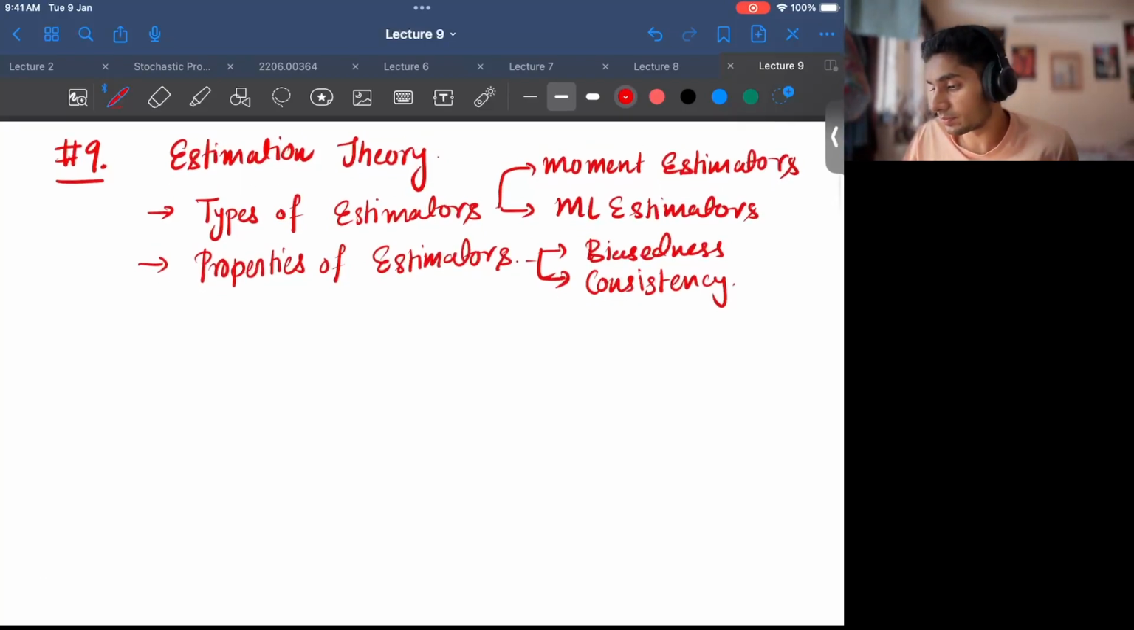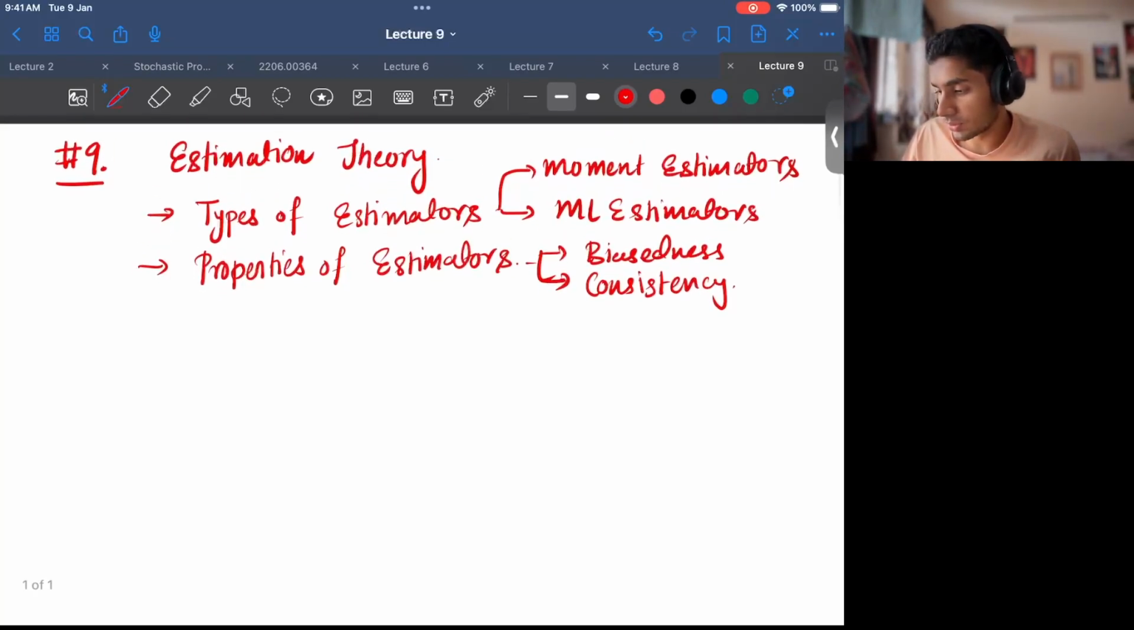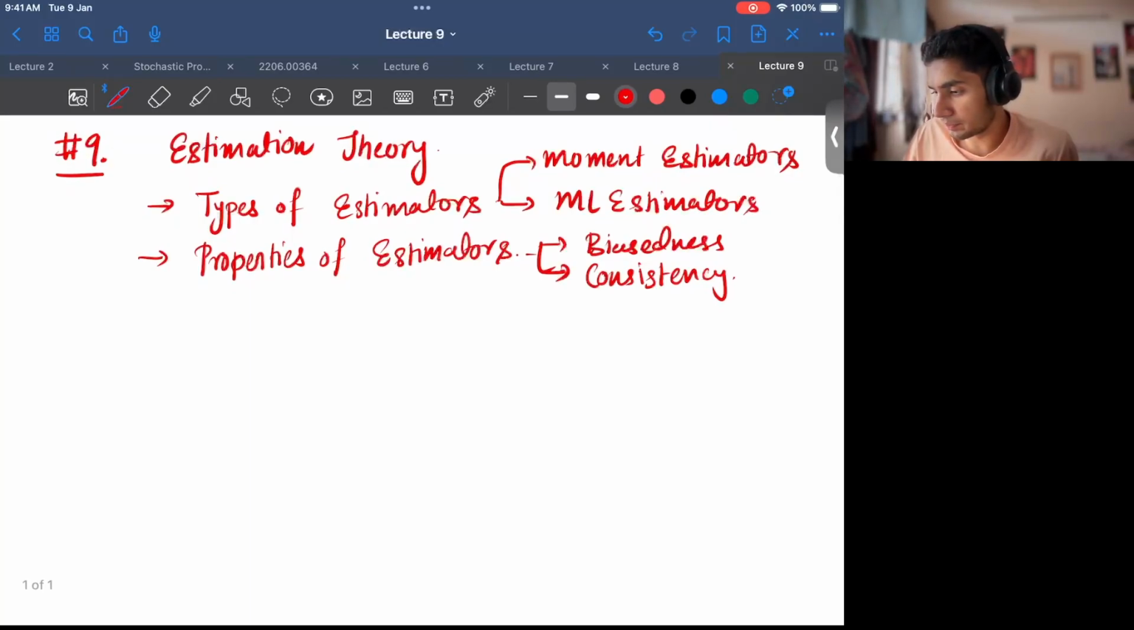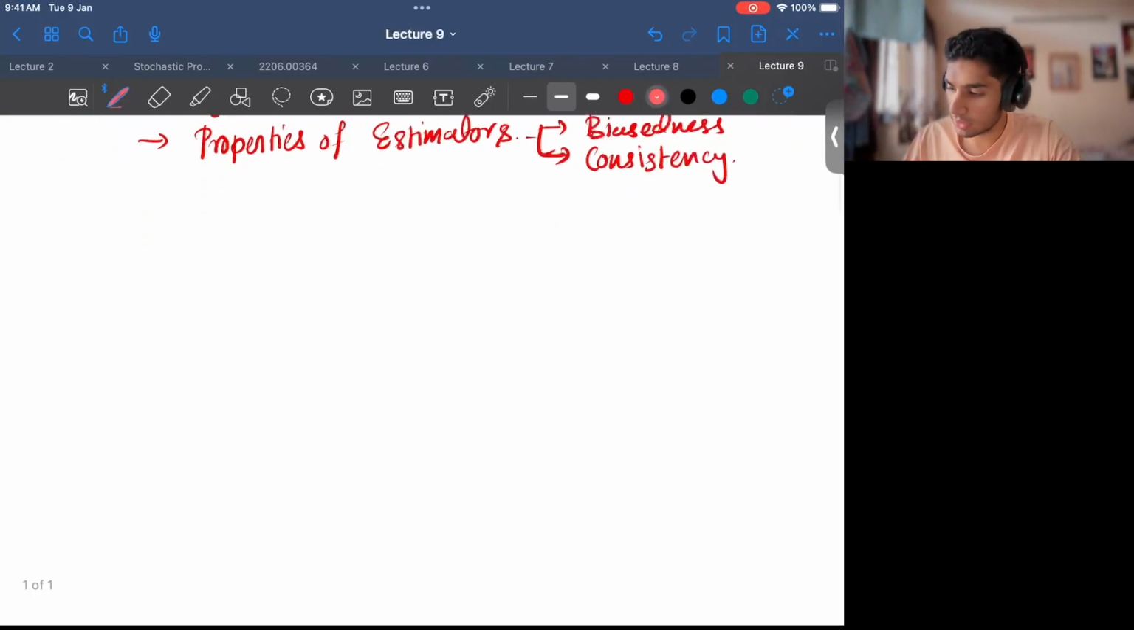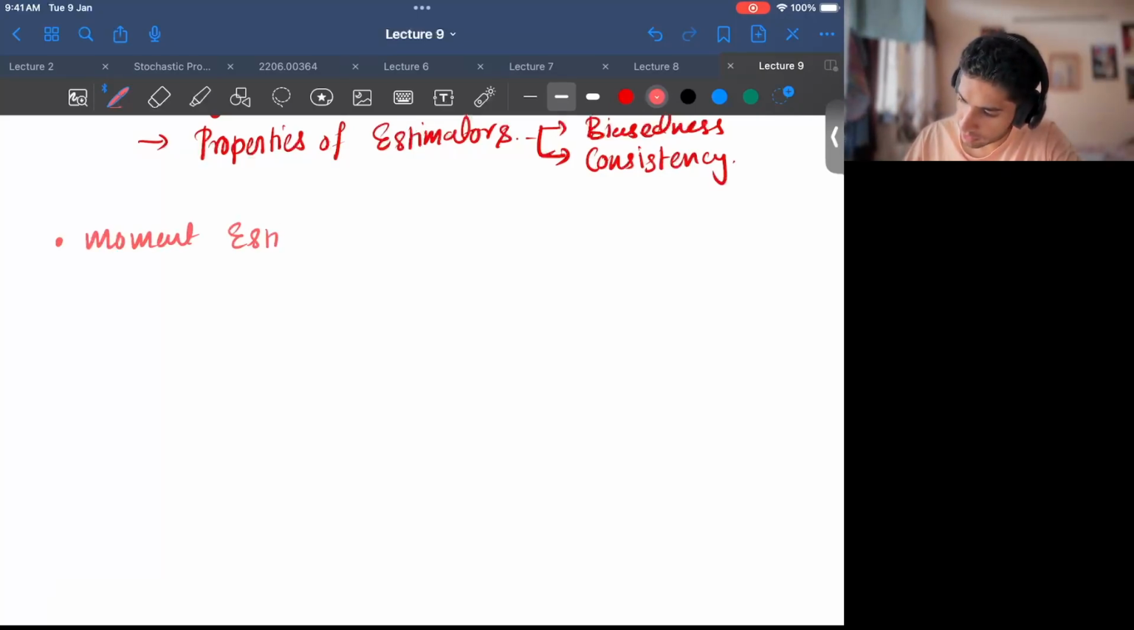So what should I do? Maybe I'll just solve problems, or maybe I'll just give you a Wikipedia kind of definition of these things, and then we can proceed. So the first thing is, what is a moment estimator?